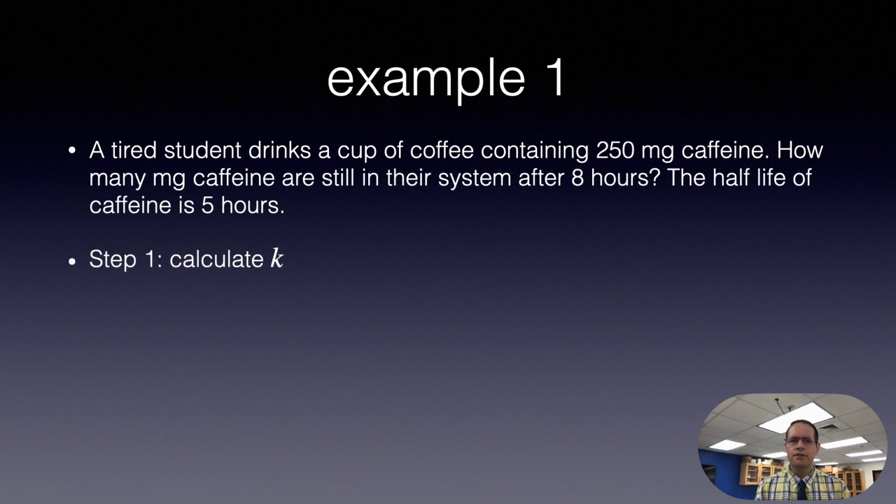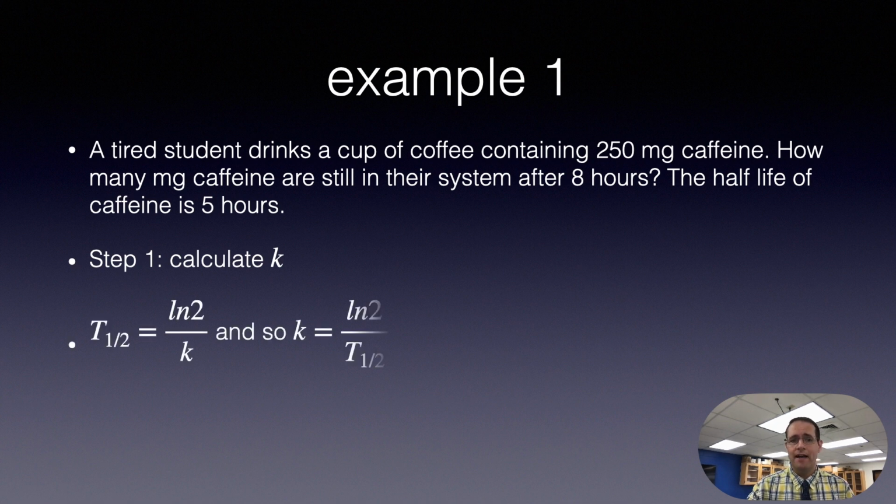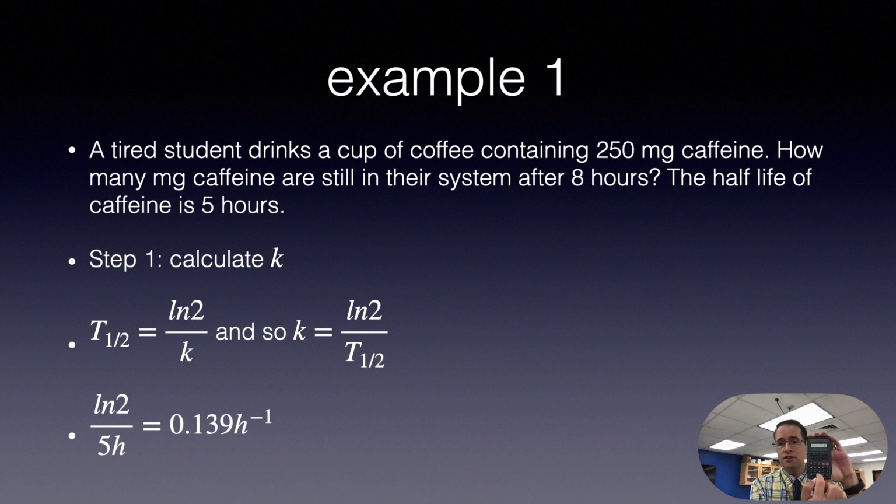So what we need to do is calculate K. That's the first step here. Now remember that the half-life is equal to ln 2 over K, and so we can solve for K. K is equal to the natural log of 2 over T1/2. And so if you plug that into your calculator, you hit the 2 button, then ln, and then divide by 5, and you can see how you get an answer in reciprocal hours. I'm going to jot this on the top left of the screen because we'll need it in a later step.